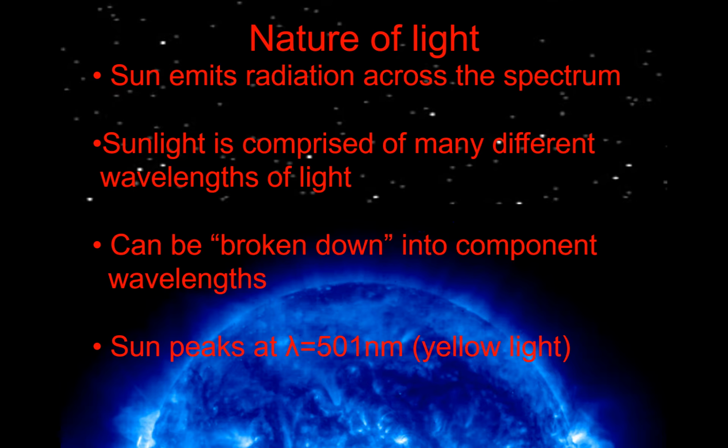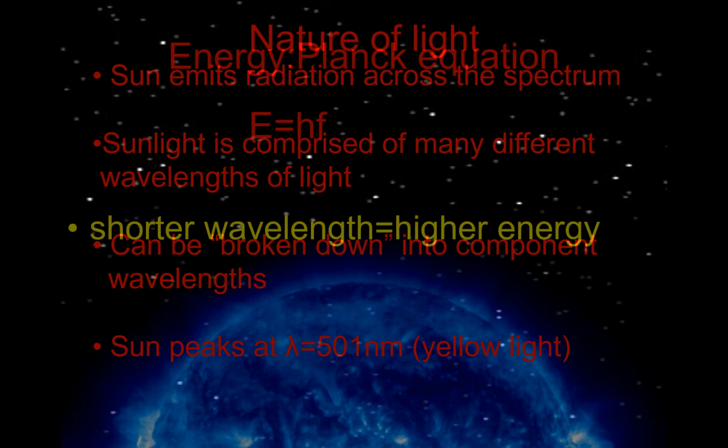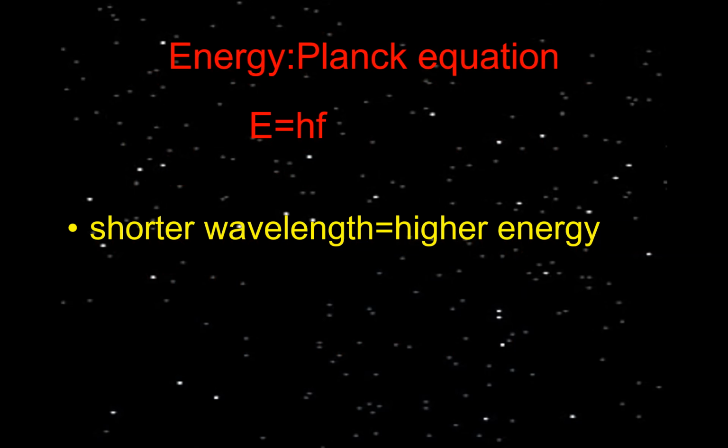Our sun, I should say, peaks at lambda, which is wavelength of 501 nanometers. So our sun throws out radiation of all different types, of all different wavelengths, but is peaking in the yellow. So remember, shorter wavelength equals higher energy.